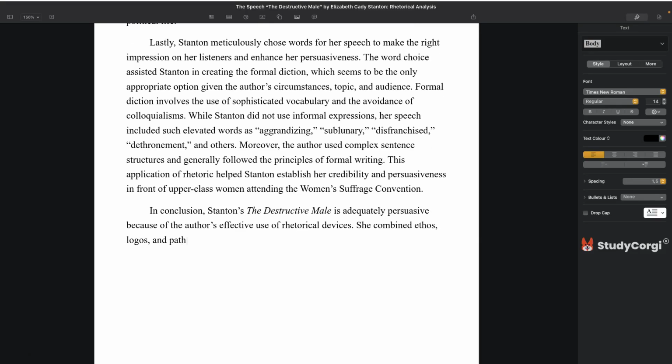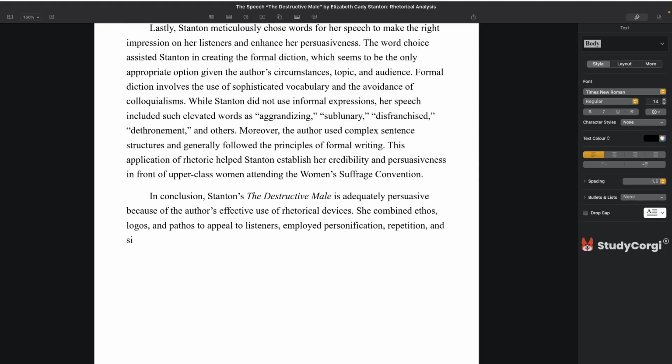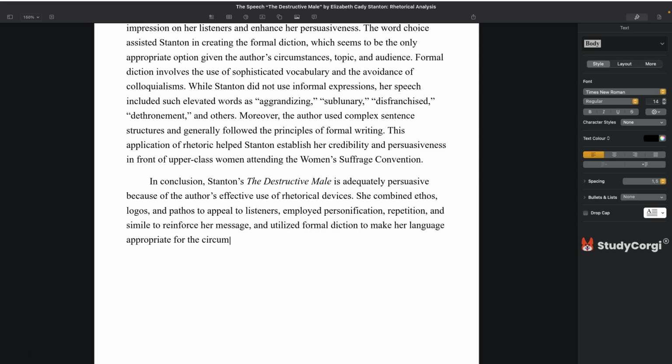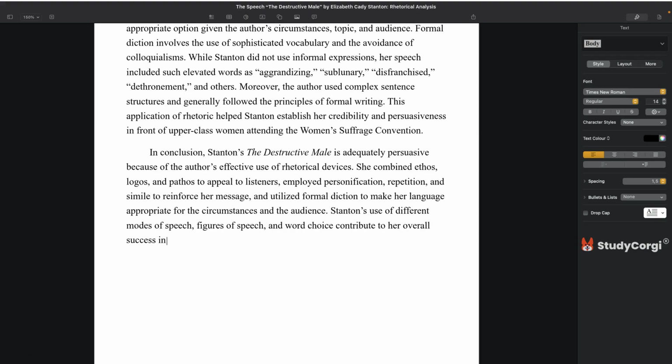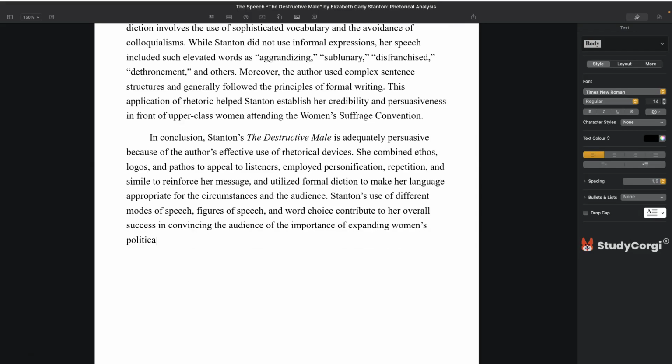In conclusion, Stanton's The Destructive Male is adequately persuasive because of the author's effective use of rhetorical devices. She combined ethos, logos, and pathos to appeal to listeners, employed personification, repetition, and simile to reinforce her message, and utilized formal diction to make her language appropriate for the circumstances and the audience. Stanton's use of different modes of speech, figures of speech, and word choice contribute to her overall success in convincing the audience of the importance of expanding women's political rights.